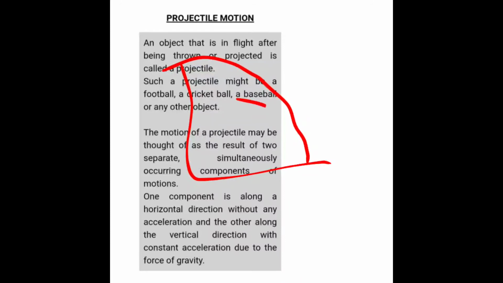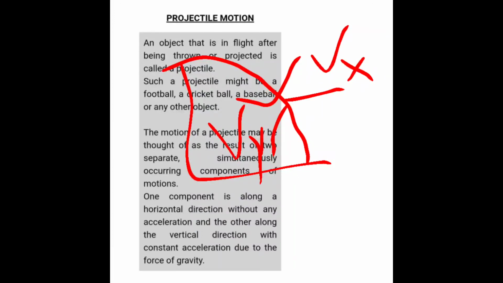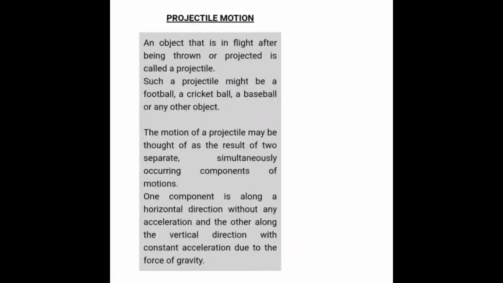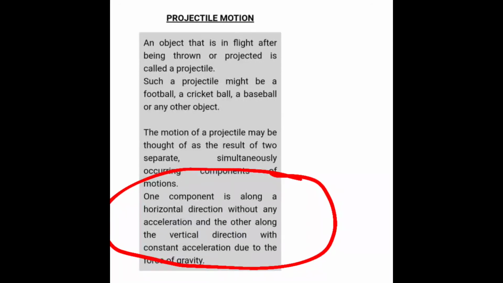So when an object is thrown from a vertical height, it has two velocities, one along the horizontal direction and one along the vertical direction. The velocity along the vertical direction is due to gravitation, that is the force of gravity, and the x direction does not change as the acceleration is 0. So in projectile motion, when an object is thrown from a certain height or from ground level, one component is along the horizontal direction without any acceleration, that means velocity along the x-axis does not change, whereas in the vertical direction it changes with constant acceleration due to the force of gravity.